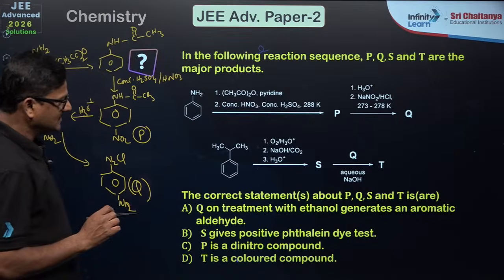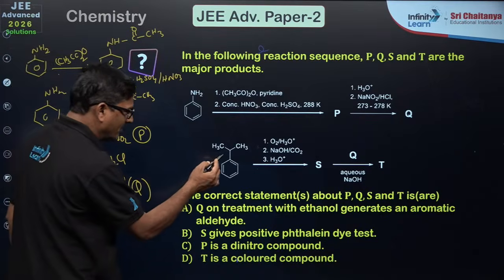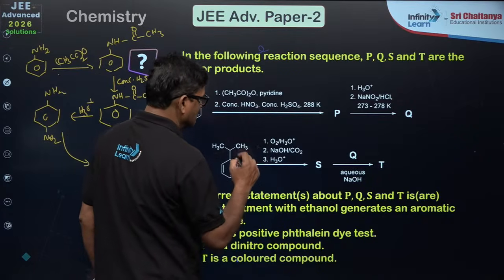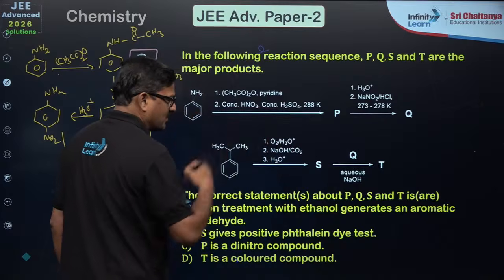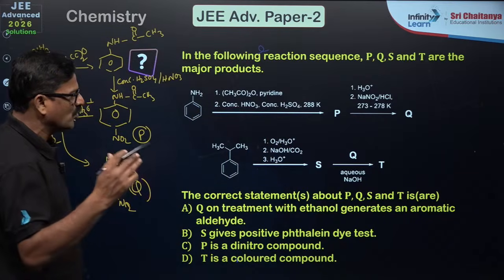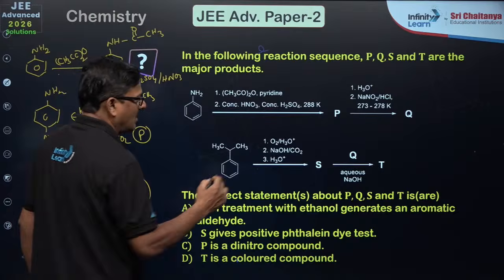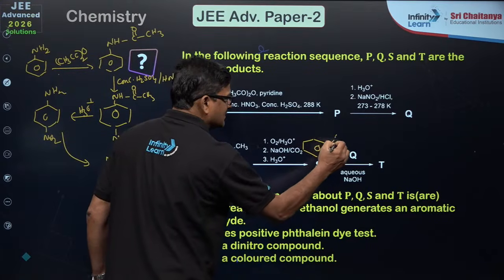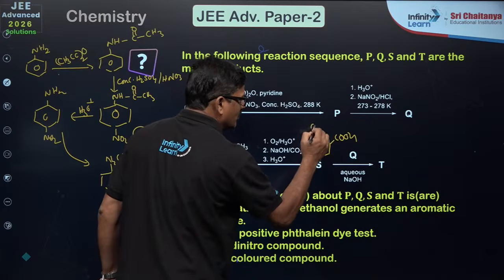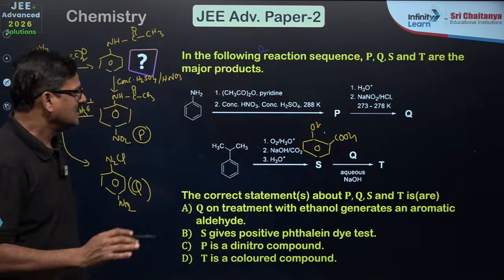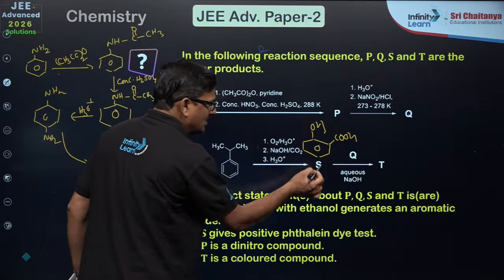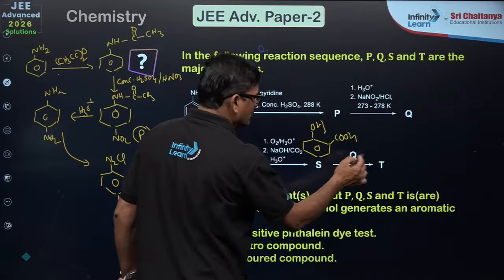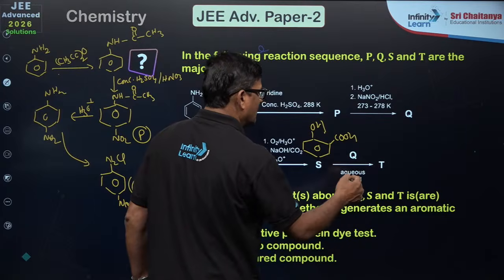Now, let us see the other side. This is the cumene, it becomes a phenol, and the phenol is subjected to the NaOH CO2 Kolbe-Schmitt reaction, and you are going to get salicylic acid, COOH and OH. This is your salicylic acid. So, S is supposed to be salicylic acid, and it is going to react with Q and aqueous NaOH.